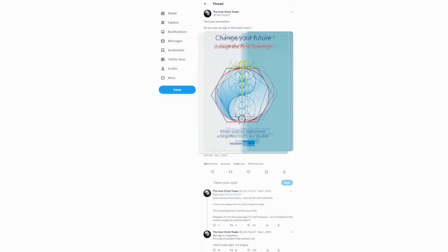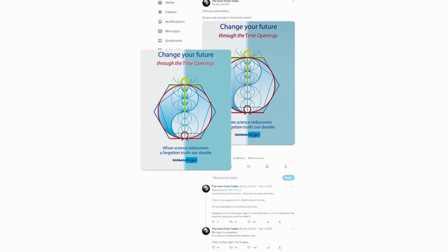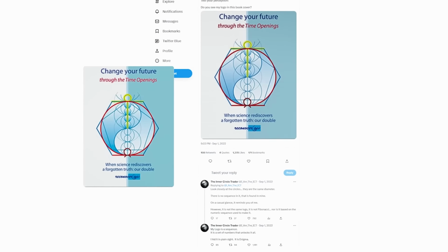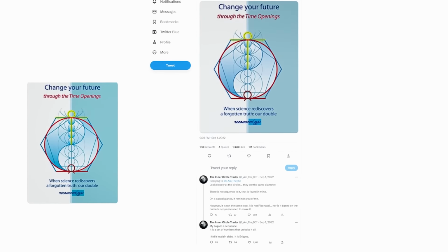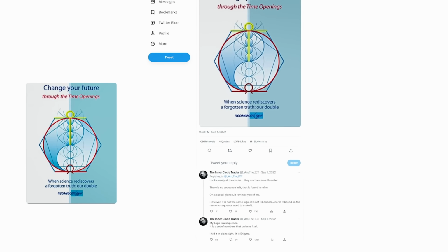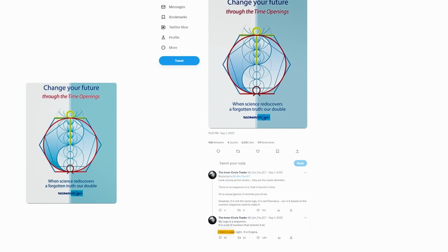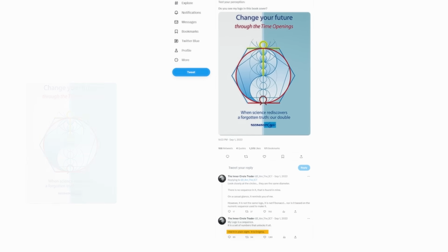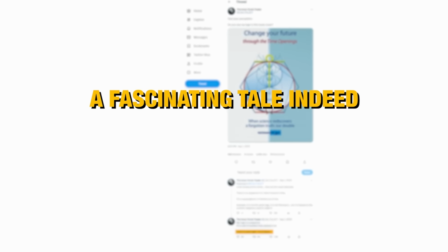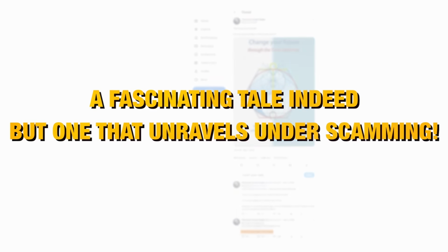In a recent online post, Michael intriguingly suggests a similarity between his logo and the cover of a certain book. He then proceeds to state that his original logo harbors a sequence he dubs Enigma. A fascinating tale indeed, but one that unravels under scrutiny.